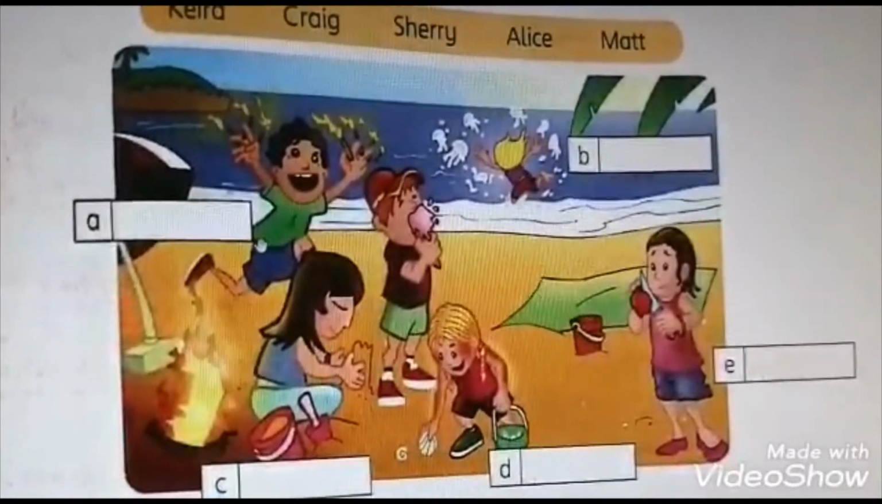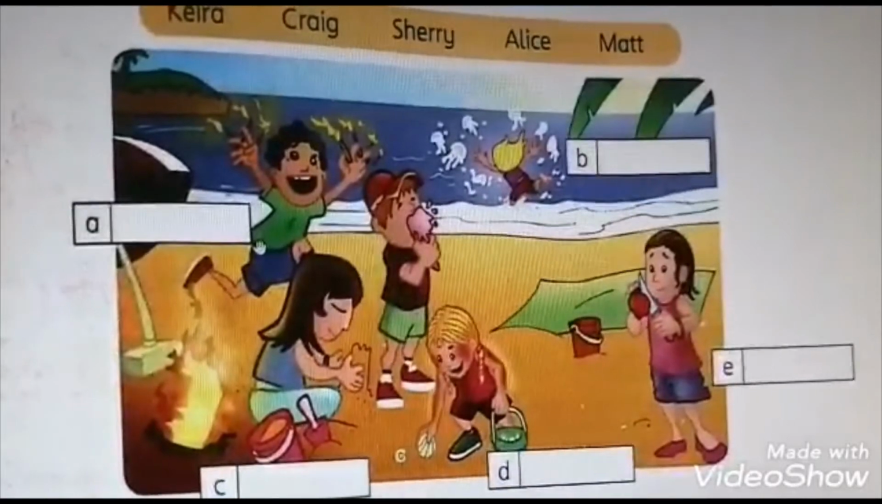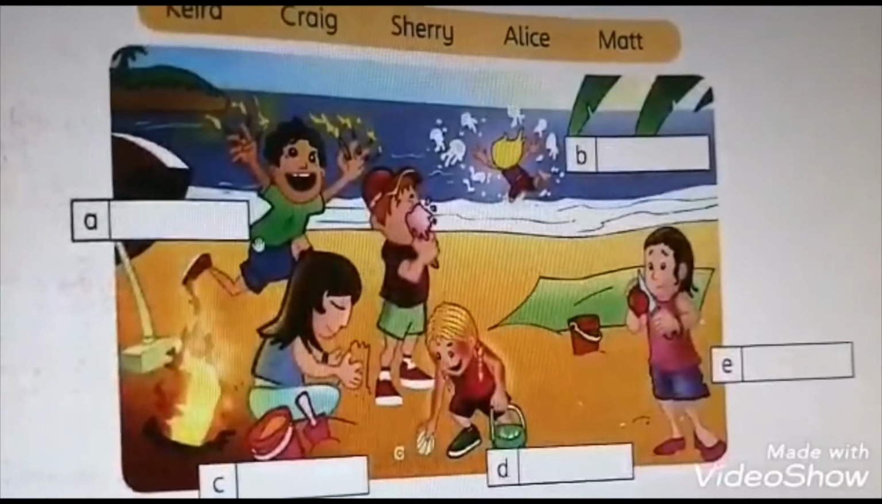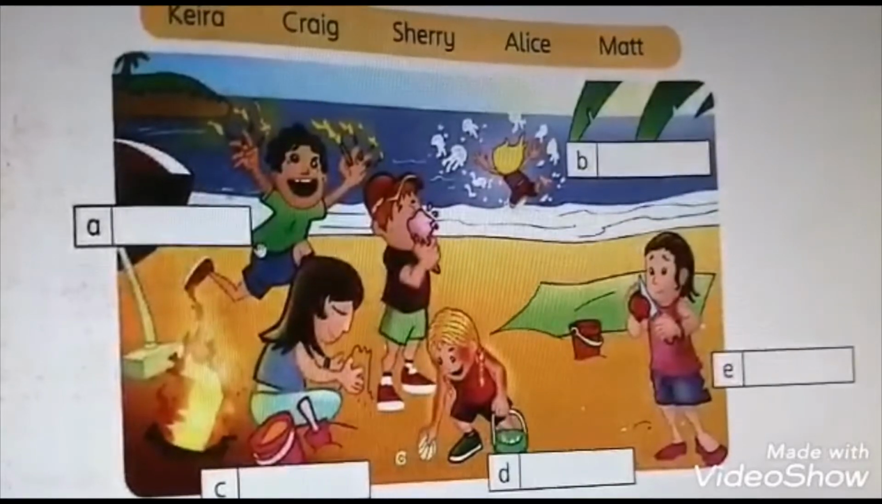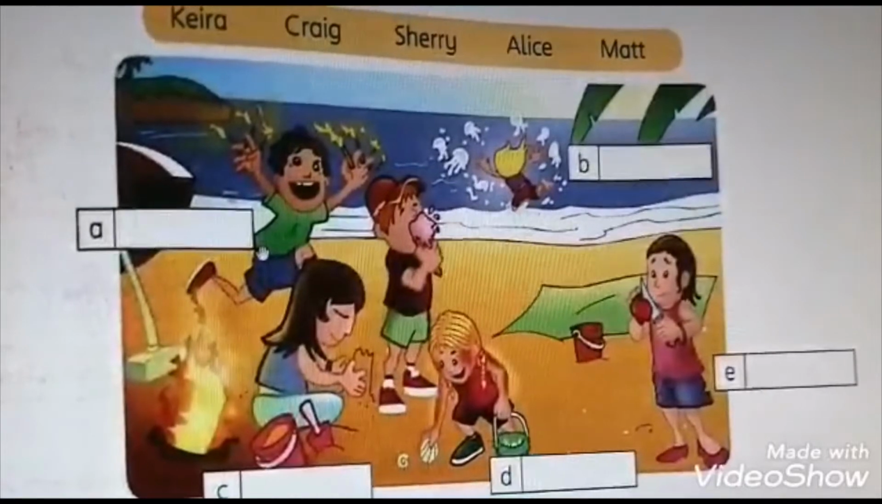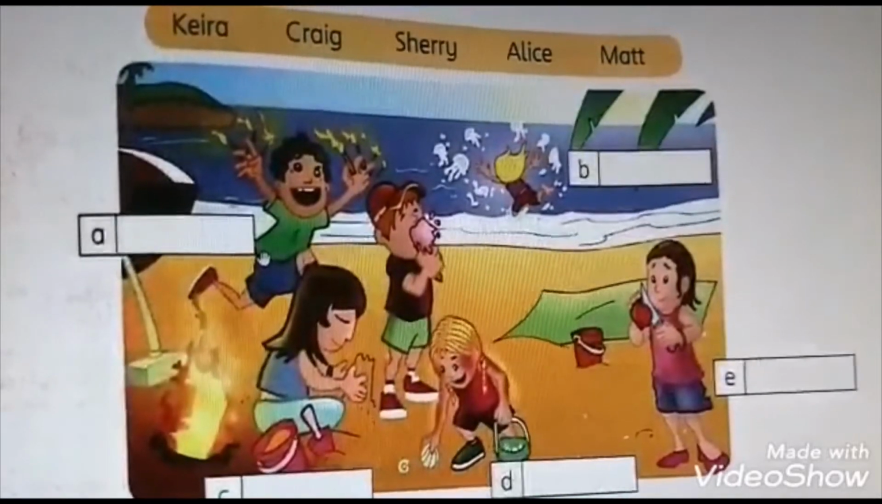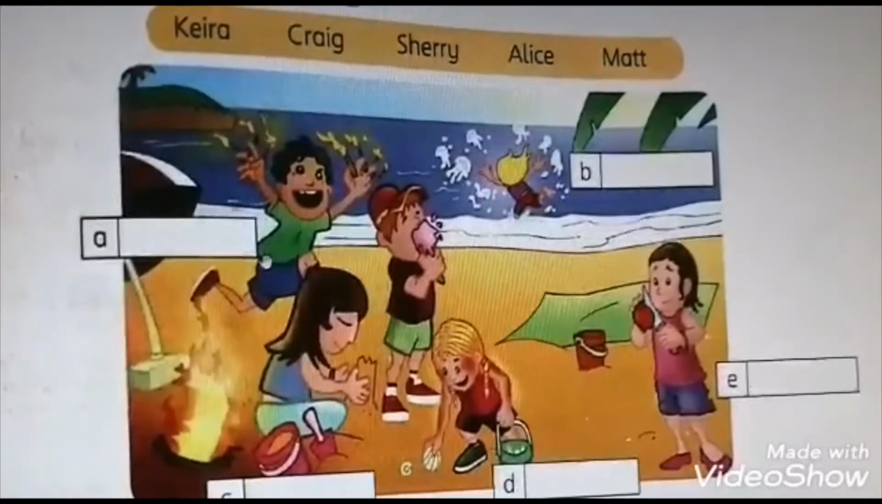3. Look at that. She's got sunburn. Who? The blonde girl in front of the boy eating the ice cream. She's collecting seashells. Kira, go put your t-shirt on. You've got sunburn. I guess Kira didn't put any sunscreen on.